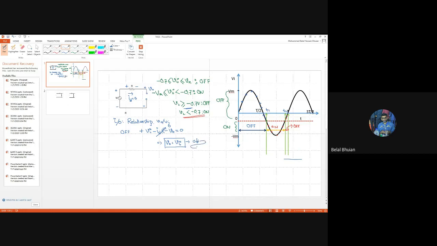When the diode is off, that is in the time interval when t is greater than 0 and less than t1, the diode is off. Again, between T2 and capital T, the diode is off. So when t is greater than T2 and less than T, the diode is off.